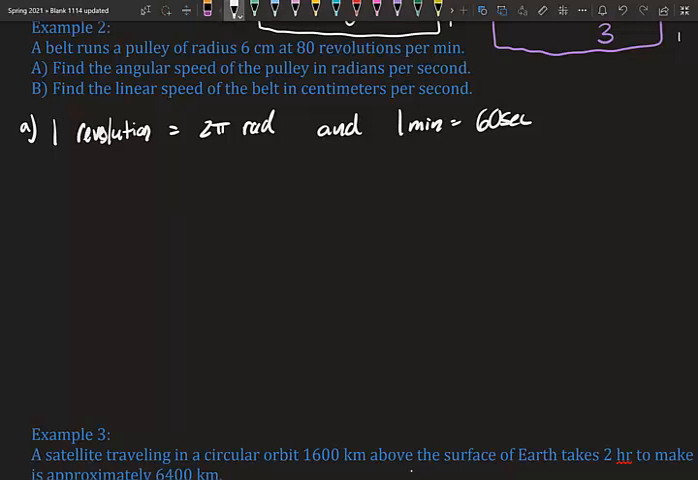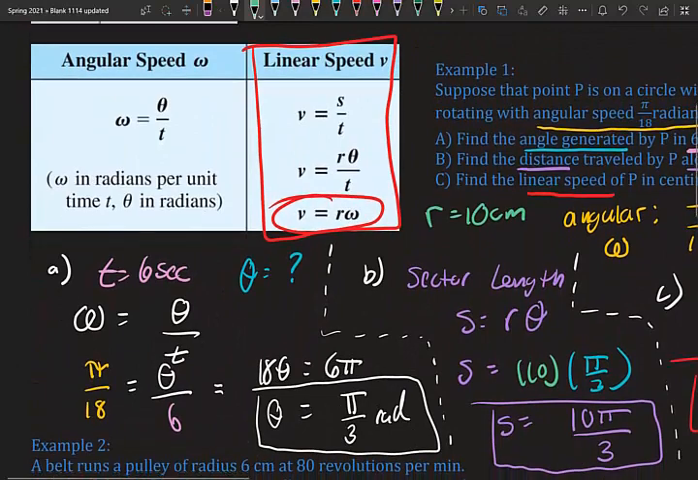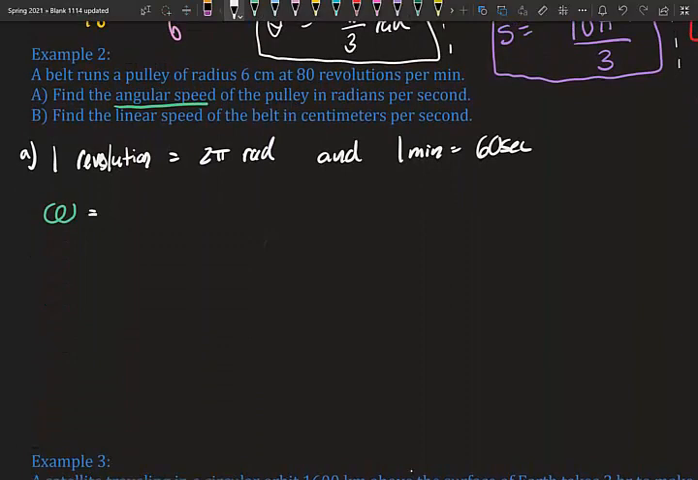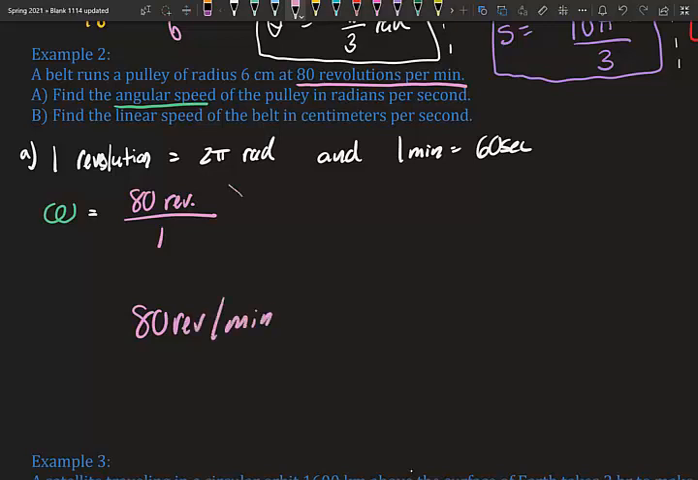Alright, so we can find our omega, because we're talking about angular speed. But we have to set this up as a proportion because we're working with 80 revolutions per minute, but we need per second. So we're talking about 80 revolutions per minute. If we wrote that in English, it would be 80 revolutions per minute. So that's why we write it this way. It's just a fraction. When you say per, it's a fraction.